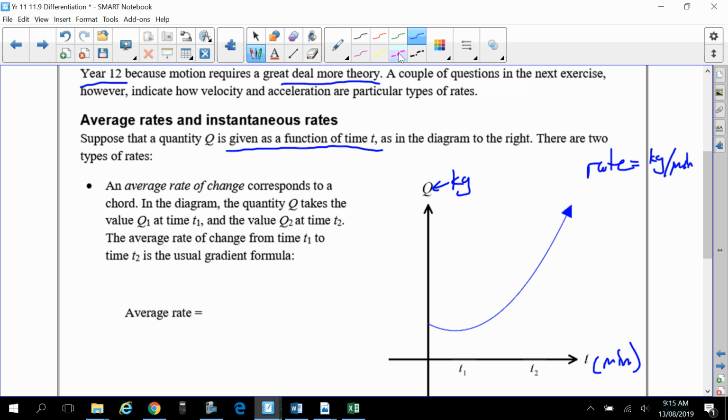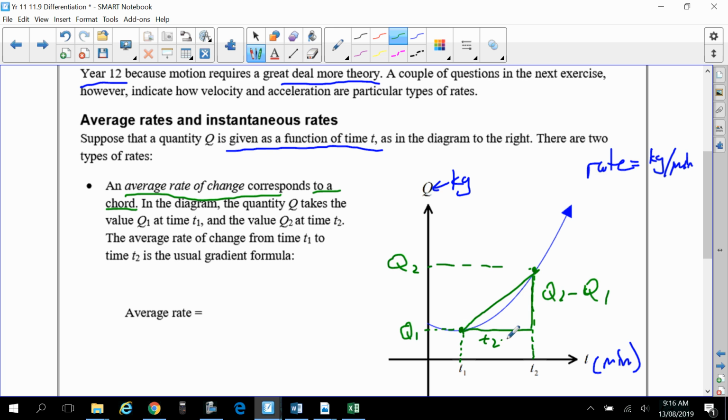There are two types of rate. Let's examine these two types. First is the average rate of change, which corresponds to a chord. There are two points, (t1, q1) and (t2, q2), quantity 1 at time 1, quantity 2 at time 2. If we join these two dots, we get what we call a chord, as we know from earlier. The gradient of that chord represents the average rate, because the gradient is rise over run. So the rise is q2 minus q1, and the run is t2 minus t1.